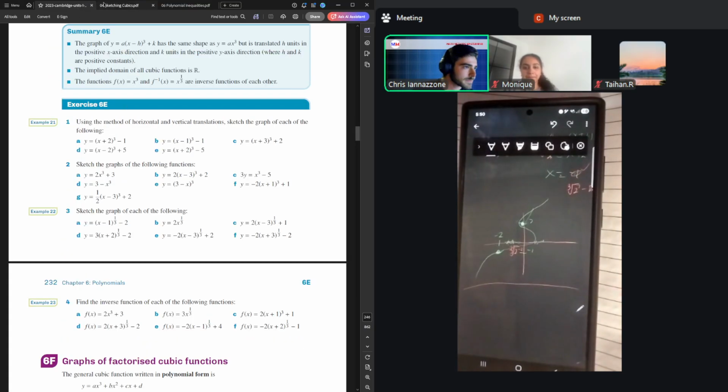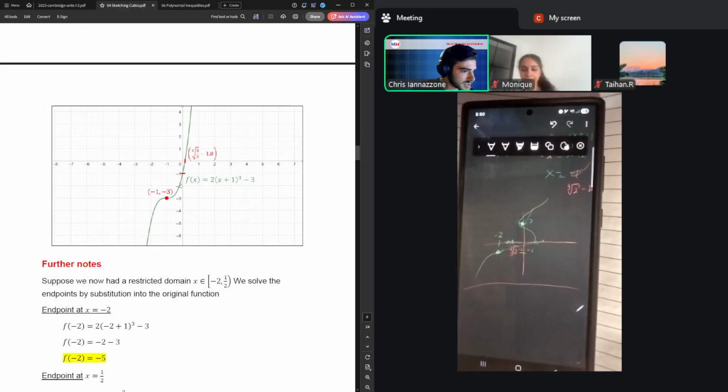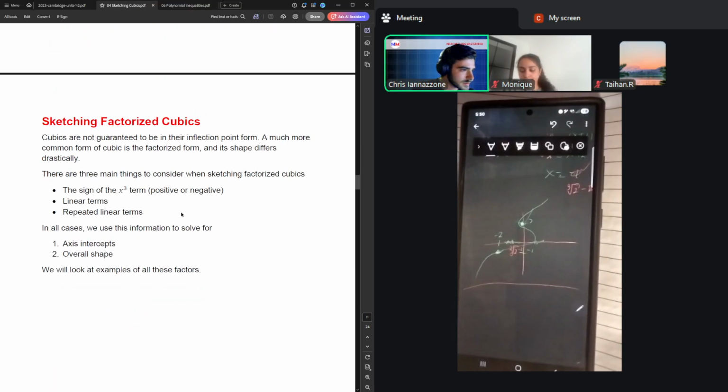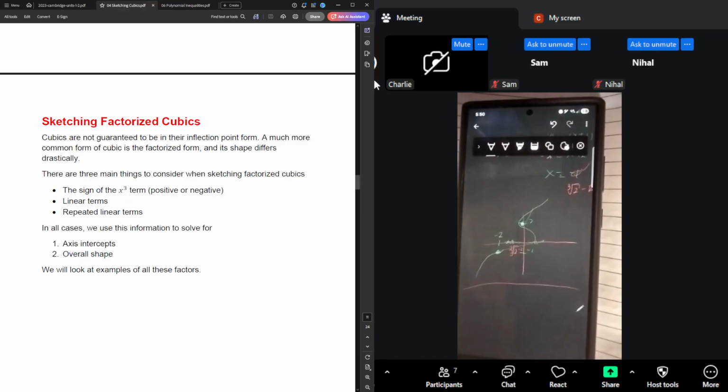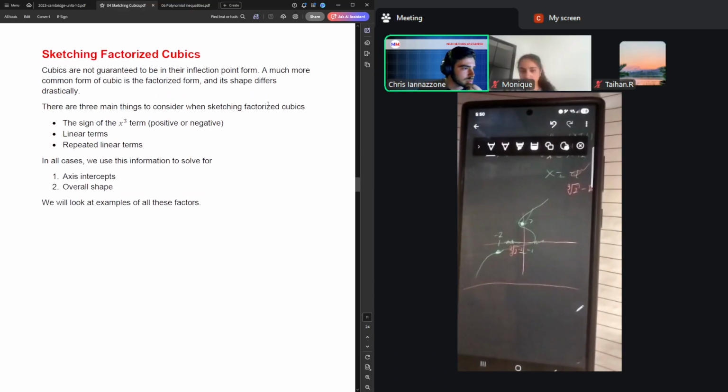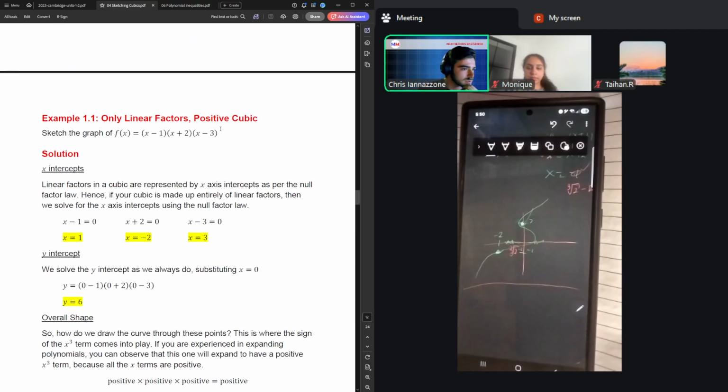Cool, okay. Yeah, that's inflection point cubics. Next up would be the factorized cubics. So let's head on back to the screen share portion. Cool, okay. So, factorized cubics, what's going on there?